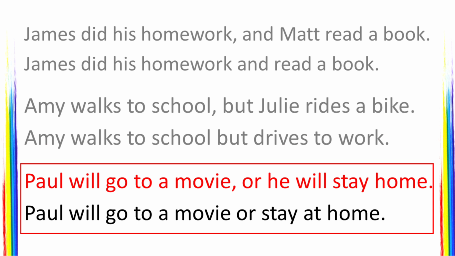And look at the last pair. Paul will go to a movie or he will stay home. After the conjunction or, we have the subject he. He will stay home is an independent clause, so we need to put the comma in front of or. In the last sentence, Paul will go to a movie or stay home. Do we have a subject after the conjunction? No, we don't. After or, we have just a verb, so this is not a compound sentence. Our subject is Paul and the compound verb is will go or stay. And that makes a simple sentence and we don't need to put a comma.